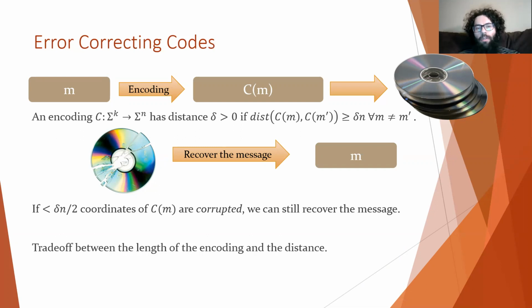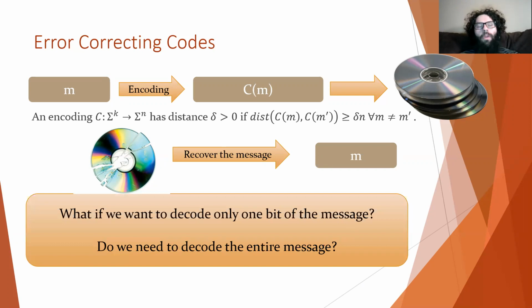And in general, we know a lot about error correcting codes. We know trade-offs between the optimal length and distance. We know how to construct these codes explicitly, all sorts of fancy things that we know about these codes. So here's what I'm going to focus on today. I want to talk about the problem where we don't want to decode the entire message, but want to decode only one bit of the message.